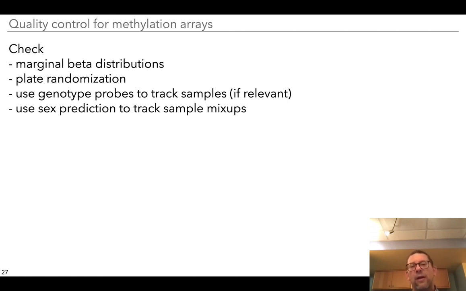I also recommend using genotype probes to track samples on the methylation arrays. This is only really relevant if you have multiple samples from the same person. And finally, a cute little thing is that it's very easy to predict the sex of the individuals using DNA methylation data, and we have sometimes used that to track sample mix-ups by comparing predicted sex to reported sex.